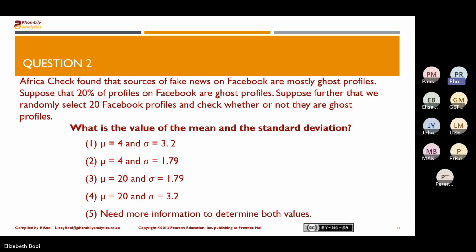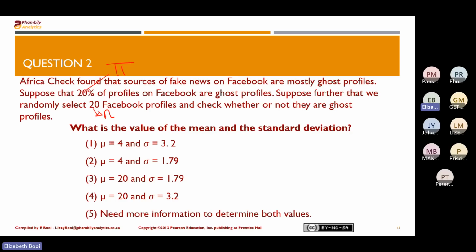0.5. Nope. What is my probability of success? What is my pi in the statement? Only the statement. Don't look at the question. The statement says 20%. Therefore, that is your probability of success, and 20 Facebook profiles will be your sample size, or your number of events or trials.